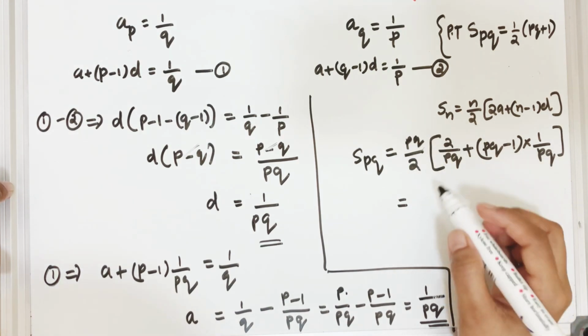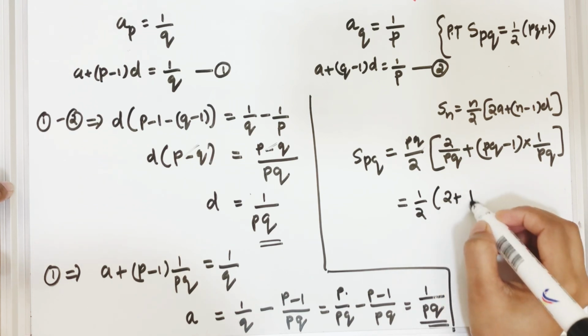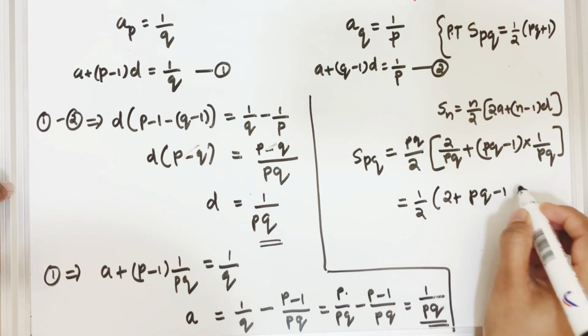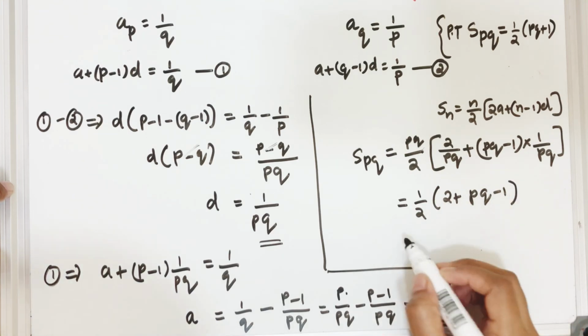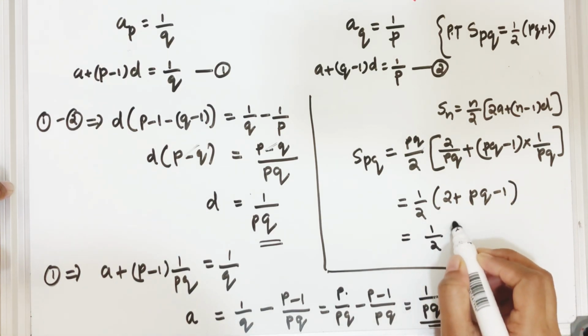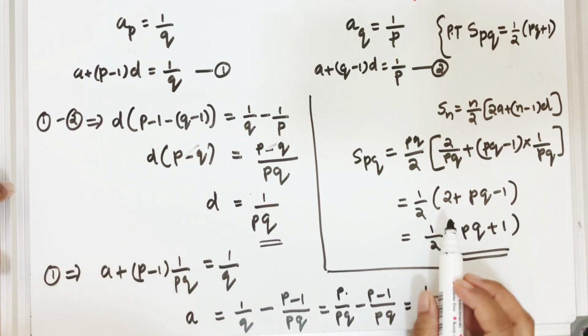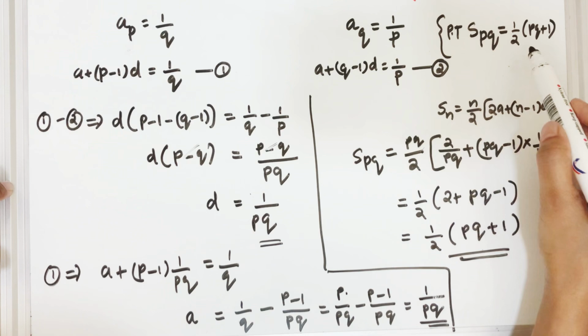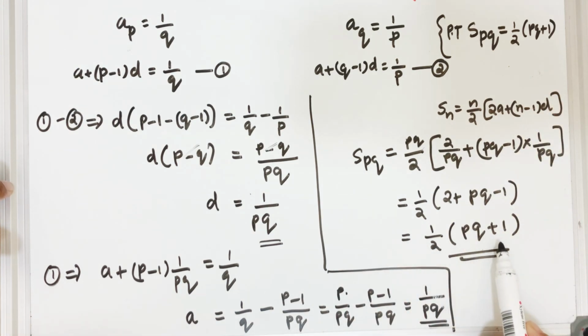Which is equal to, with PQ as the same denominator, 2 plus PQ minus 1 by PQ. PQ gets cancelled. That is 1 by 2 into 2 plus PQ minus 1. 2 minus 1 is equal to 1. That is 1 by 2 into PQ plus 1. This is what we had to prove. SPQ is equal to 1 by 2 into PQ plus 1.